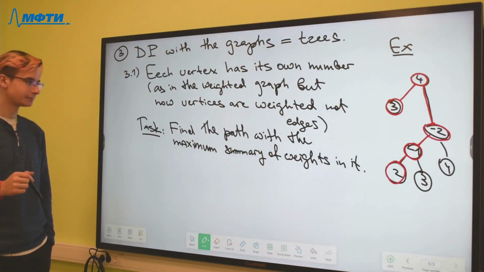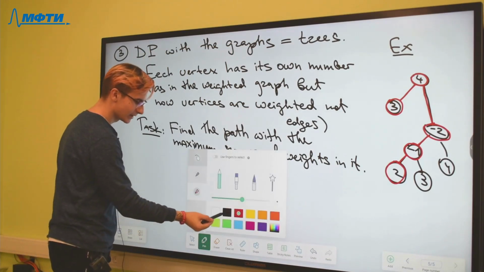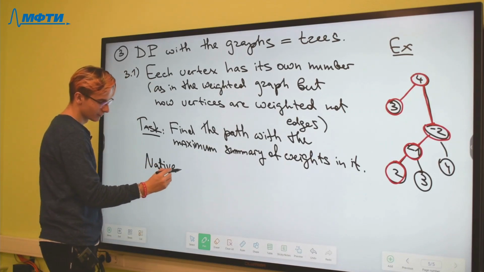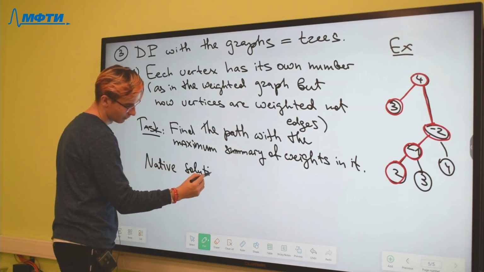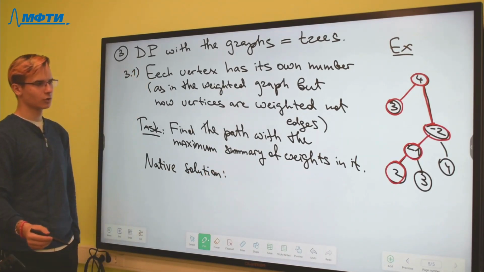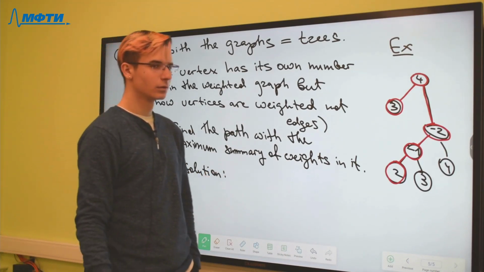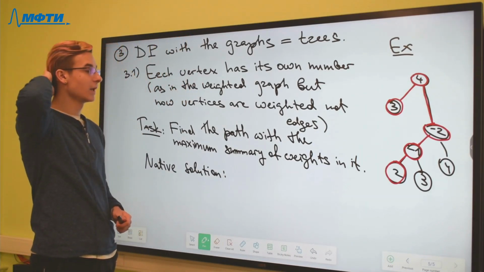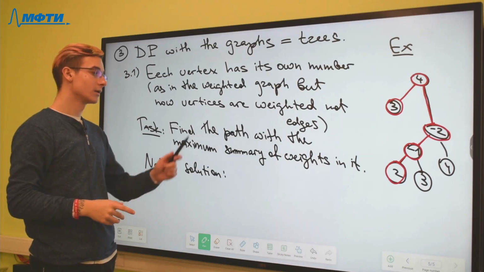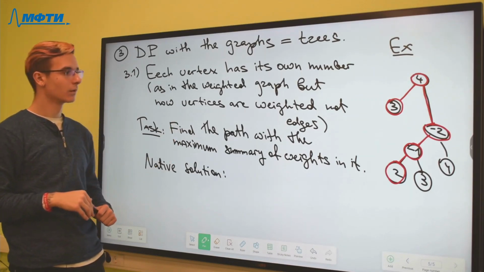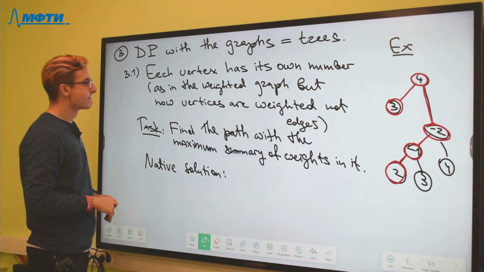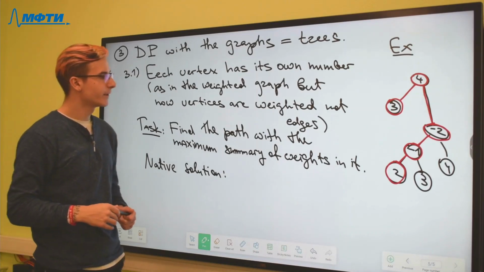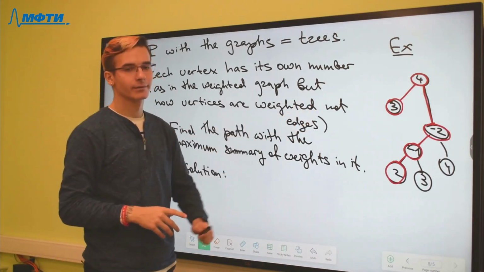And of course, as we start earlier, what is the naive solution? BFS? No, no. It's not the first. How many paths are in this graph? How many paths are in the graph?